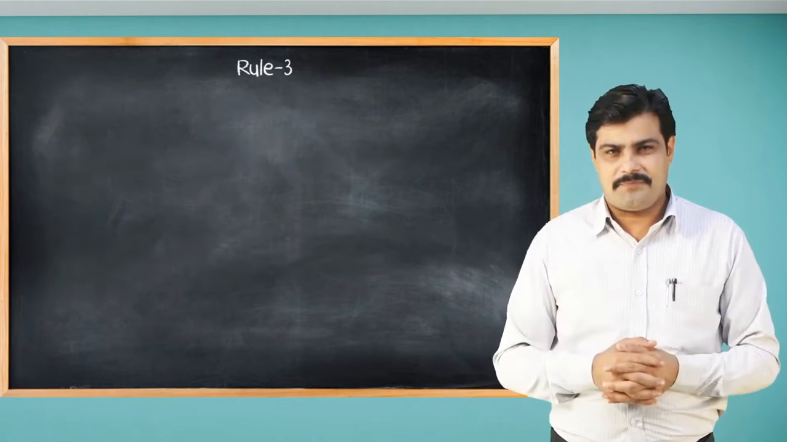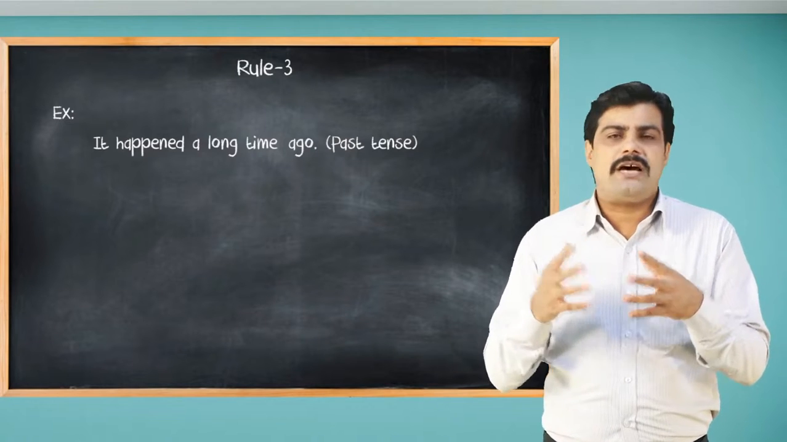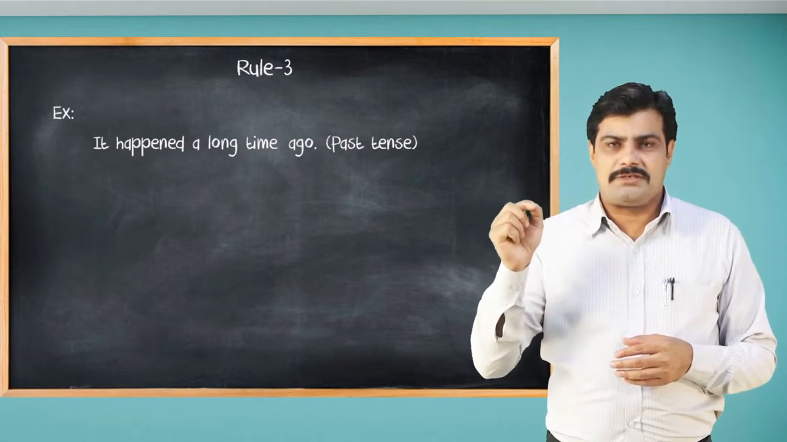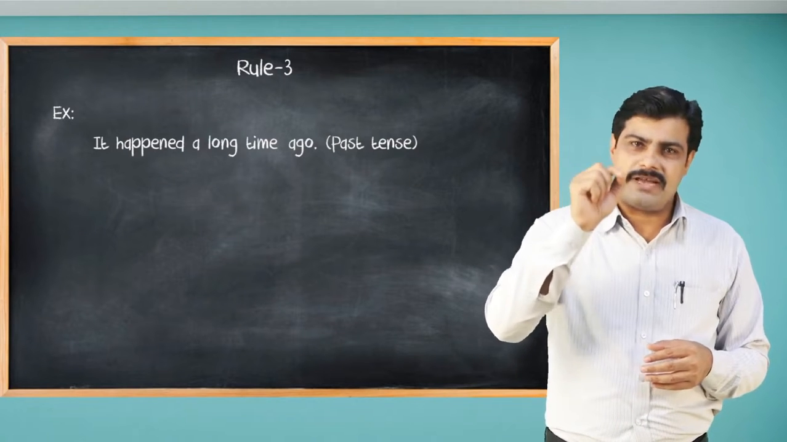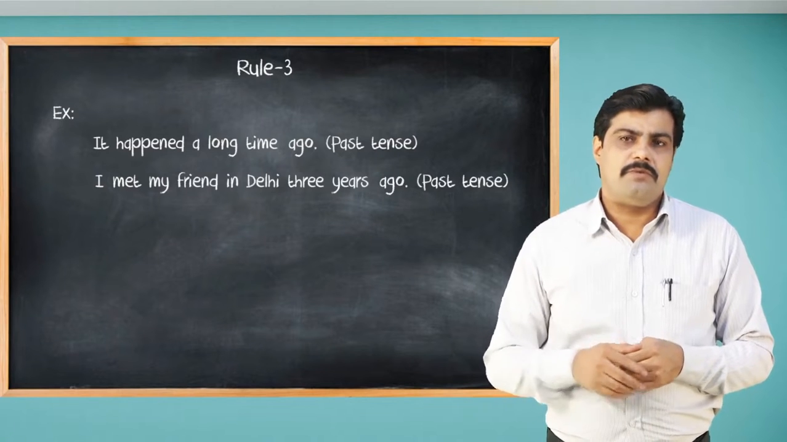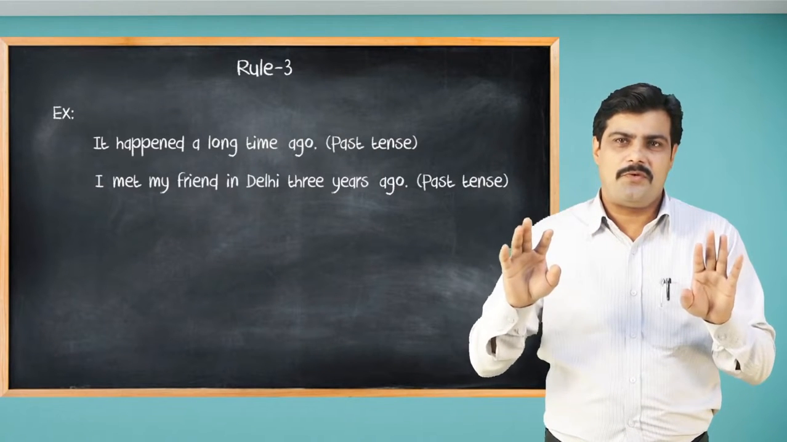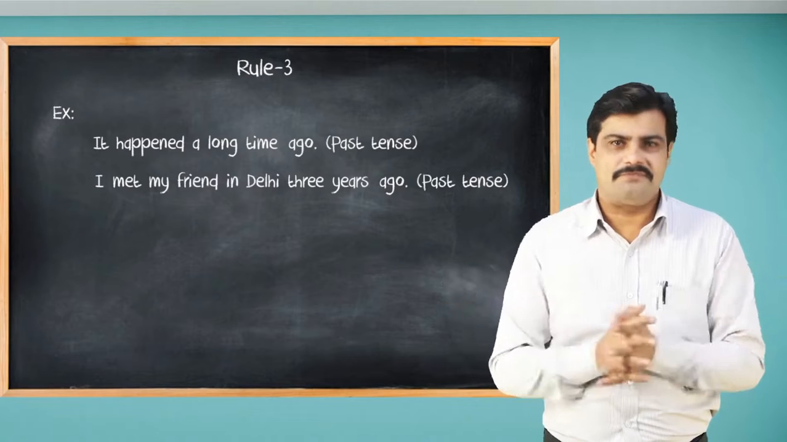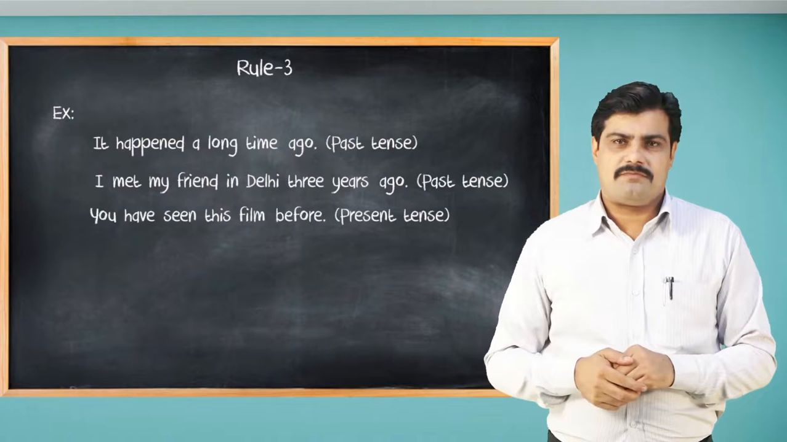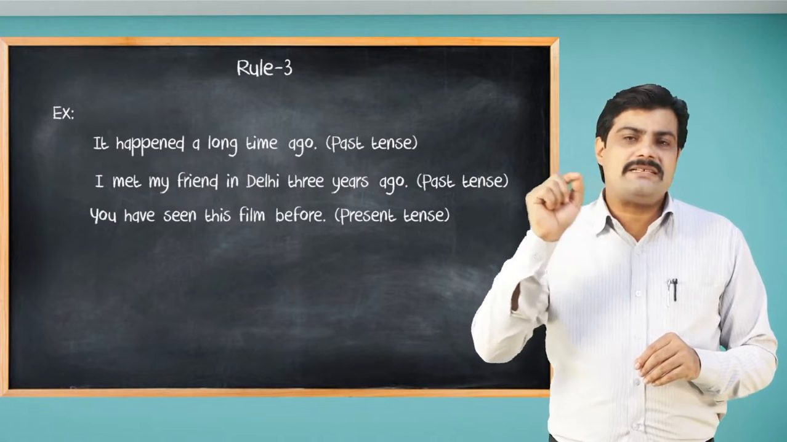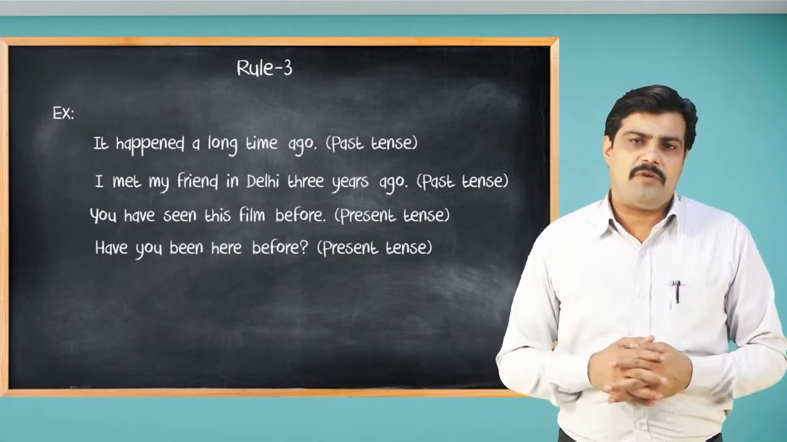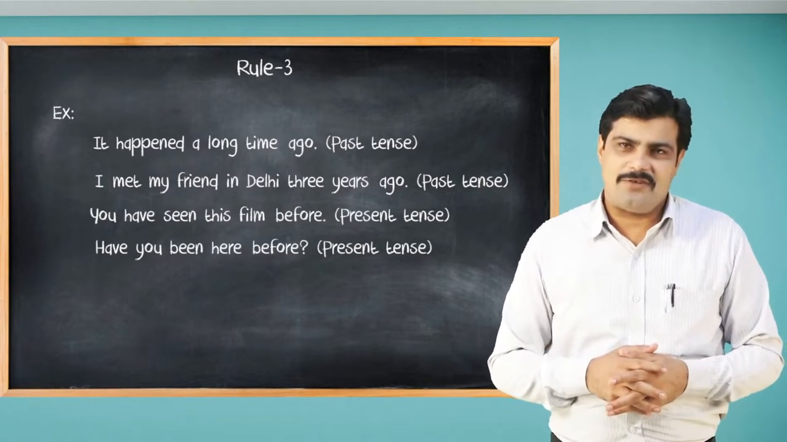Let's see the example. It happened a long time ago. The sentence is past tense, so the use of ago is right. I met my friend in Delhi 3 years ago. Past tense, no improvement required. Another sentence: you have seen this film before. The tense is present tense, so before is right. Have you been here before? Present tense, so before is right also here.